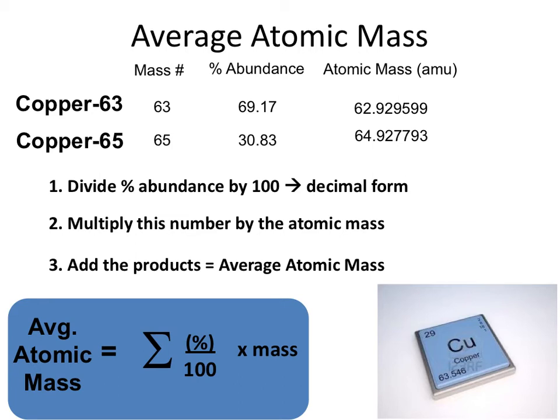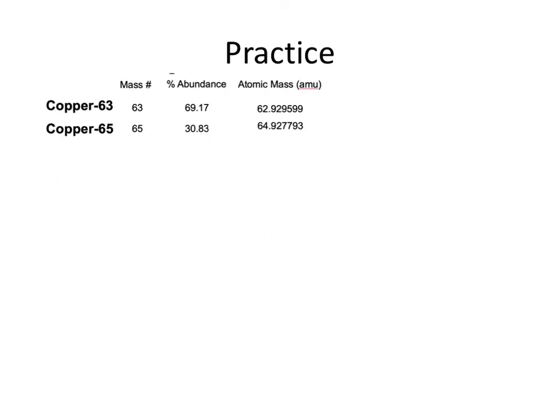So we're going to go through that calculation procedure and show how to actually calculate this. With step 1, we're going to take our 69.17 and divide it by 100. Then we're going to do the same thing to our percentage for copper 65. We're dividing by 100. That would give us our decimals. We're then going to multiply each of these by the corresponding atomic masses.